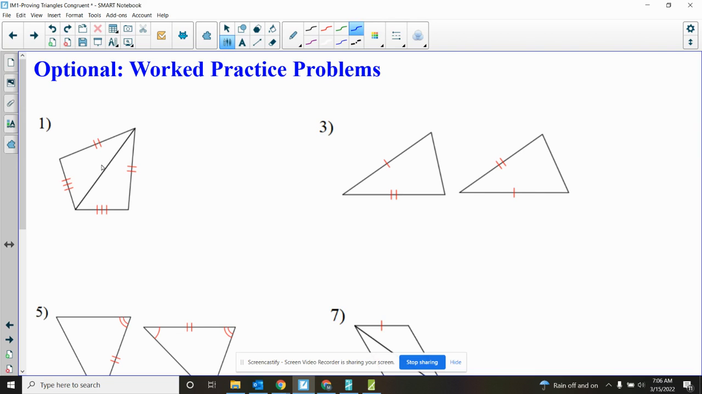So in the first case, we've got two sets of marked sides, and then this side in the middle is the same as itself. So yes, these are congruent because all the sides match. That's an SSS situation. In case number 2, I see a set of matching sides and another set of matching sides, but no other information. That's not enough. We need either the angle in between or the third side. So in this case, there is not enough information.